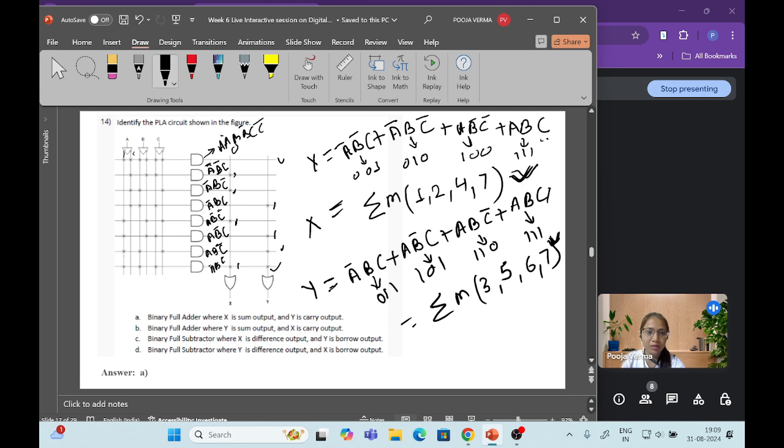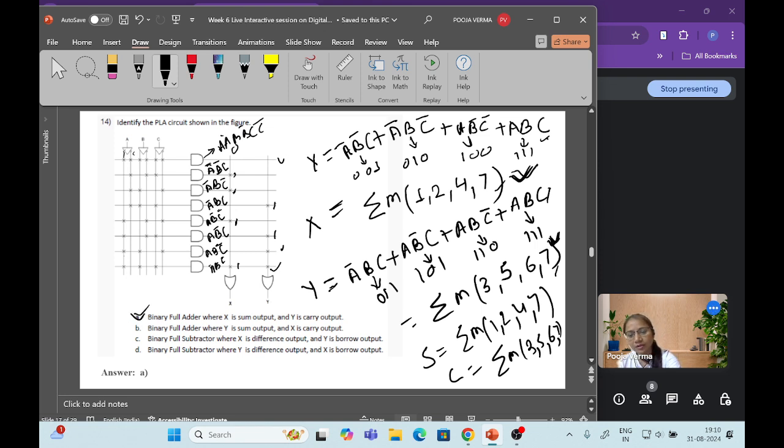So from the min terms you can check. What will be the min terms for a binary adder? If you remember, it is 1 2 4 7 for sum, and for carry the min terms are 3 5 6 7. So it is a binary full adder, where x is the sum output 1 2 4 7, and y is the carry output 3 5 6 7. So option A is the correct answer.